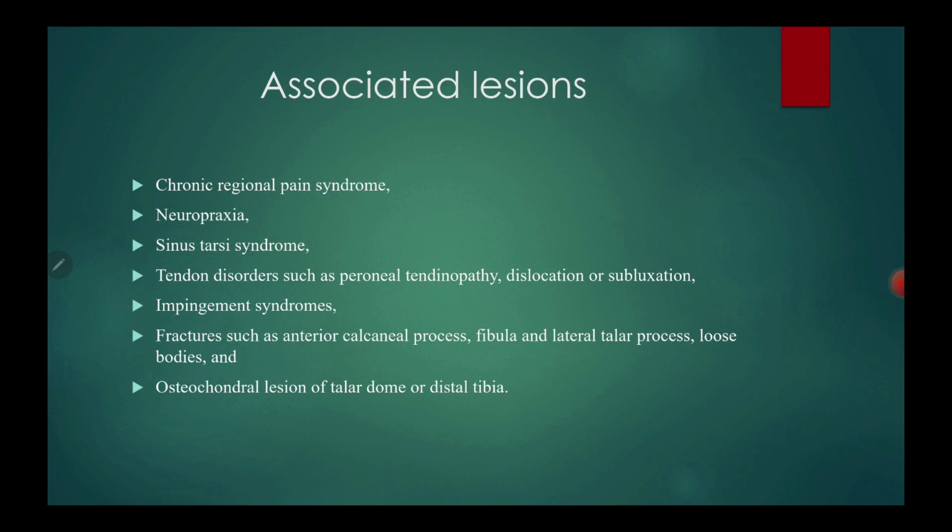Now, coming back to the topic, let us see the lesions which are associated with chronic ankle instability. So, the first is complex regional pain syndrome. You can see neuropraxia, sinus tarsi syndrome, tendon disorders like peroneal tendinopathy, dislocation and subluxation. You can have impingement syndromes. Then there can be fractures such as anterior calcaneal process fracture, fibular fracture, or fracture of the lateral talar process, or you can have loose bodies. Patient can have osteochondral lesion of the talar dome or distal tibia.